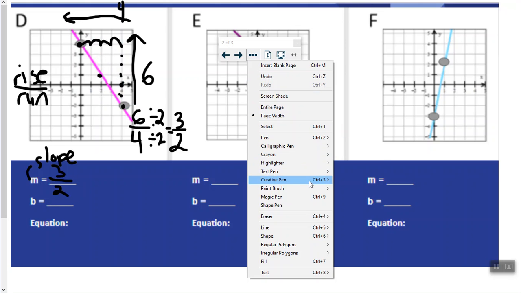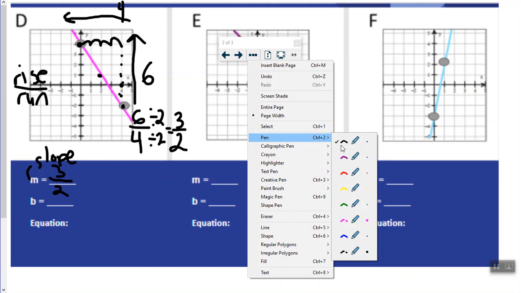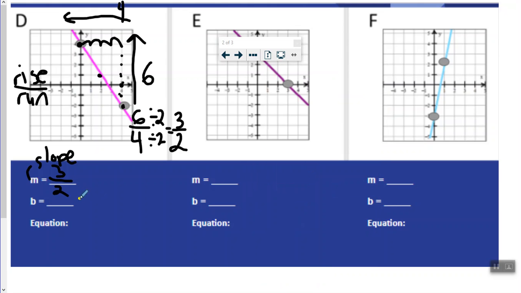Okay, now let's do y-intercept. Remember, B is called the y-intercept. So you need to see, when does it cross the y-axis? Let's count. 0, 1, 2, 3, 4. So the y-intercept is 4. Okay?